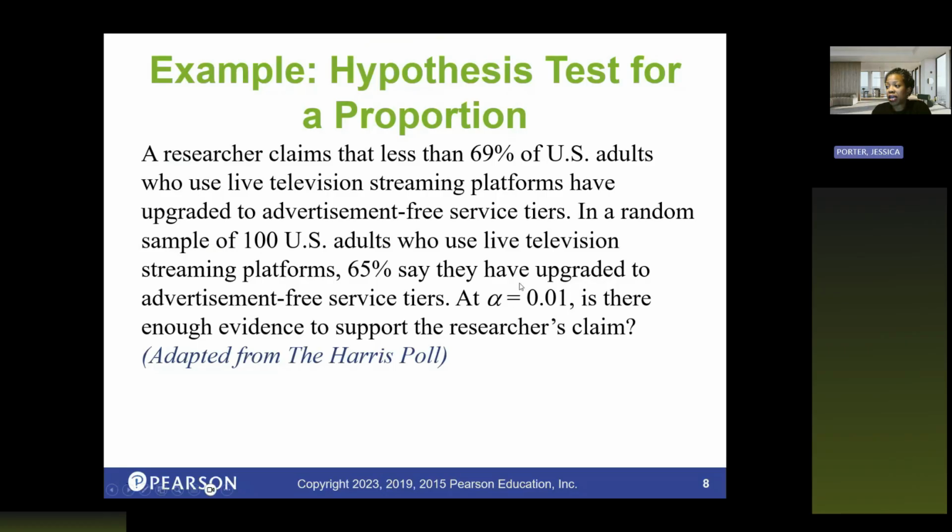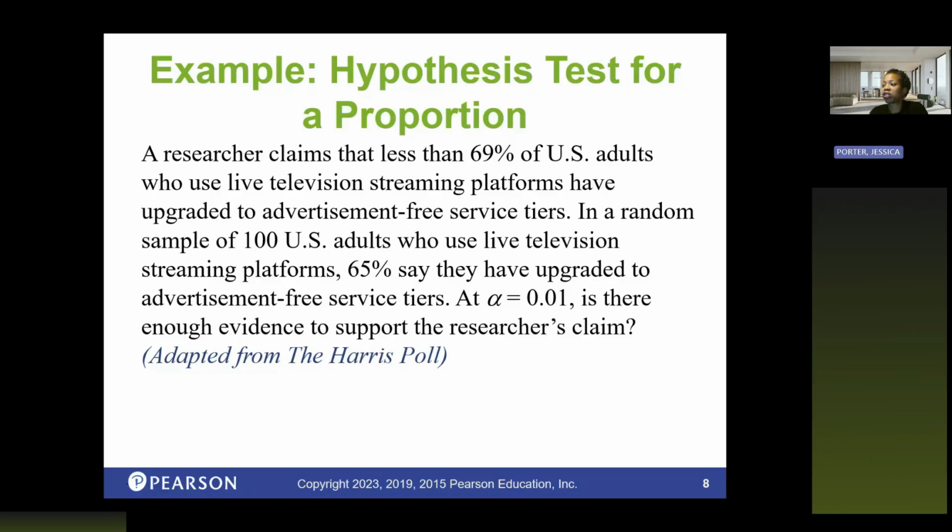A researcher claims that less than 69% of US adults who use live television streaming platforms have upgraded to advertisement-free service tiers. Okay, it's a mouthful. We've got a random sample of 100 US adults, and 65% say they have upgraded to advertisement-free service tiers. Basically it's like when you subscribe to YouTube TV and you pay to watch YouTube ad-free. Okay, I see what they mean. At alpha equals 0.01, is there enough evidence to support the researcher's claim?